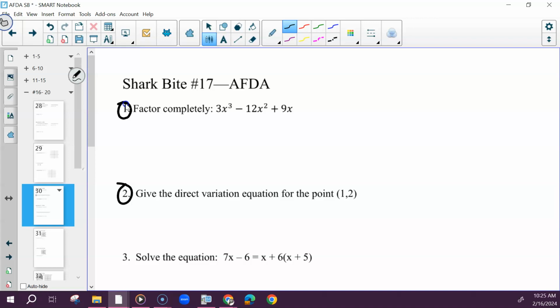We can start with a GCF, see if there's something we can divide out of each one. Is there? 3x.